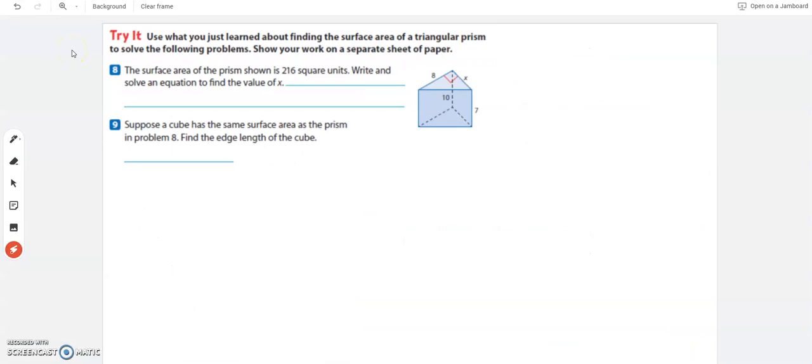Let's do this try it problem. We've got to use what we learned about finding the surface area of a triangular prism to solve the following problems. And they want us to show the work. So we've got this triangular prism here, and the surface area is 216 square units. Write and solve an equation to find the value of x.